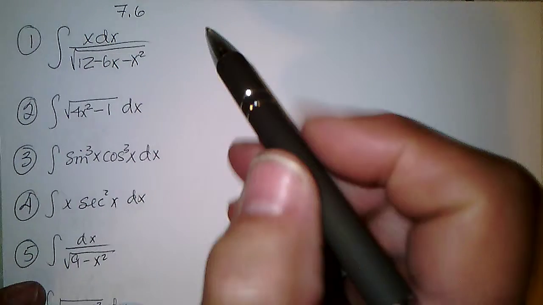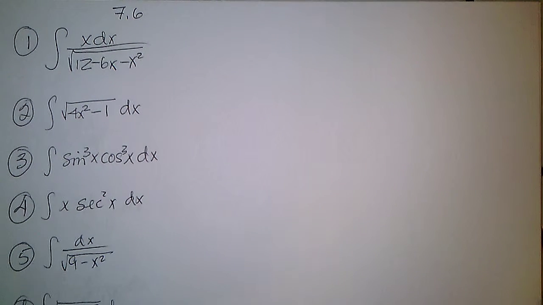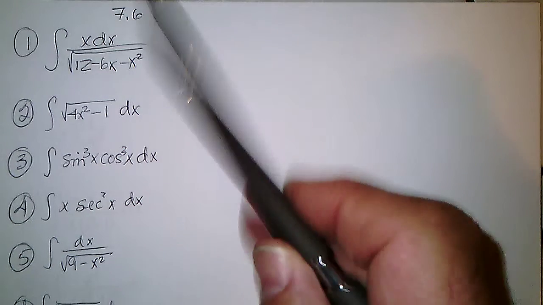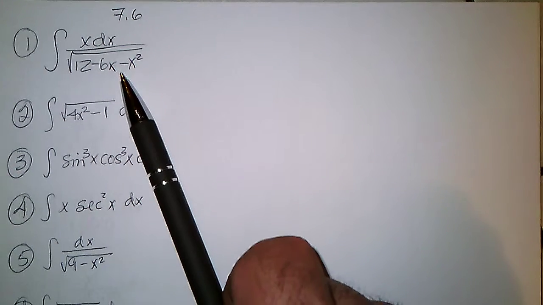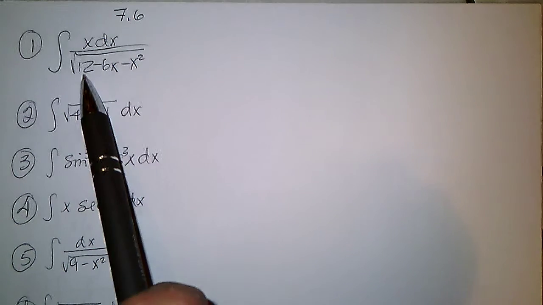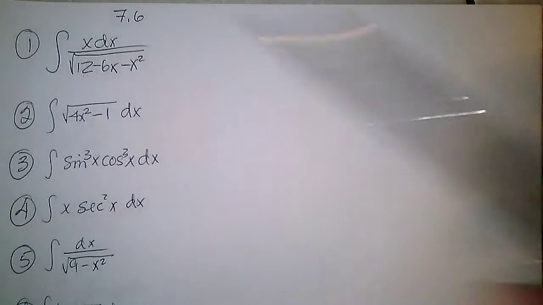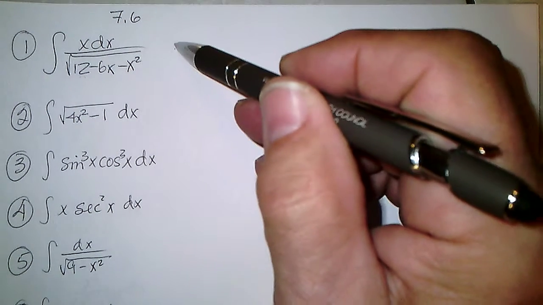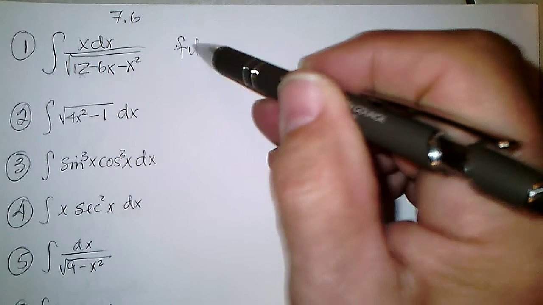All right, 7.6. The first 10, we're supposed to try to identify just what we would try to do with these. Now, the first one is not one that looks like much of anything we've done. The only thing we might possibly do is try to complete the square on the inside of this. But it's not one that we've done, and so it doesn't really fit the techniques we've done.